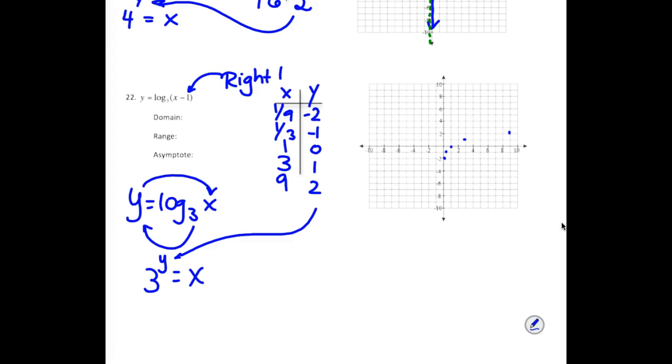Now I have to move those values to the right 1 for my transformation. So my graph is going to come up along that line. And the asymptote here that I'm being asked to draw in is going to have the equation x equals 1. All of my x values are to the right of 1. So x has to be greater than 1, and range for log graphs is always all reals.